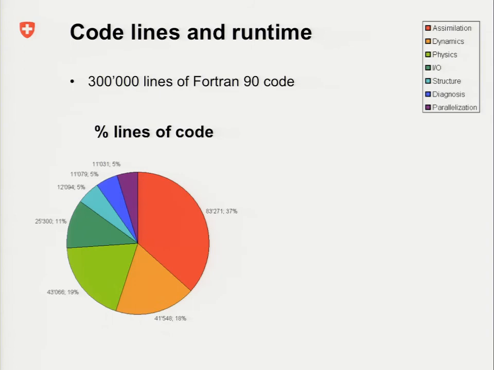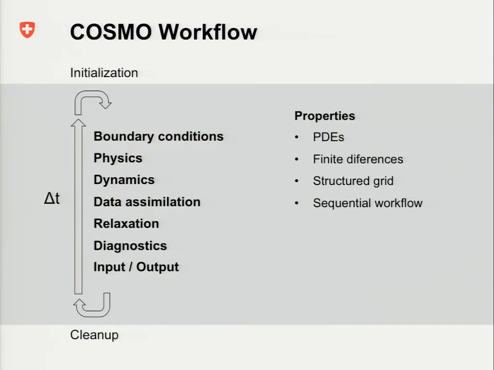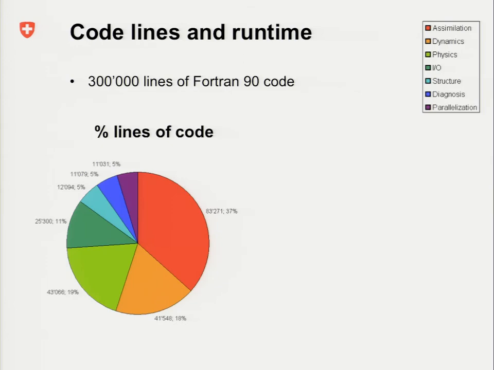Now, the properties are basically we're solving PDEs, partial differential equations. And we're solving that using finite differences. That's not because we think finite differences are all that great. It's mostly because they're pretty fast. There are a lot of other approaches which are being investigated for dynamical cores of models, such as finite elements or discontinuous Galerkin methods, but this is what we have currently. We run on a structured grid, and the workflow is pretty sequential, so these things are done one after the other. There's no parallelism exploited in terms of the processes that are done on the time step.